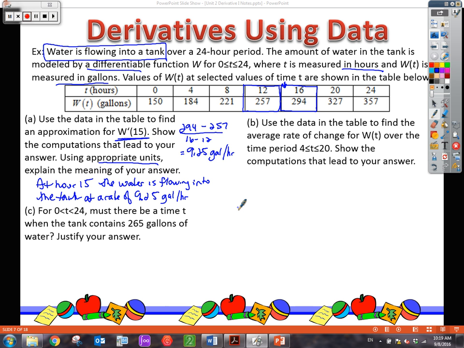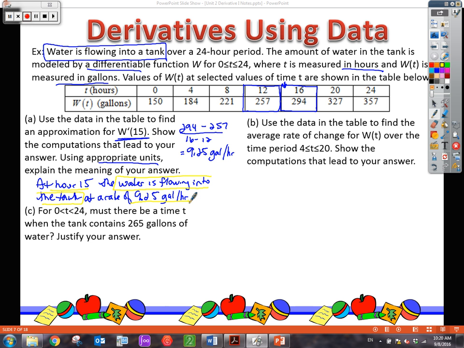Okay, so let's pick apart this explanation. If you don't have all of the parts of the explanation, you're not going to get credit for it on a quiz or test, because you wouldn't get credit for it on the AP test. So let's look at what parts we have. We have to be very specific. When. We have to know when. When are we talking about? We can't just say in general. When. At hour 15. We need to give context. This is a context. Water's flowing into the tank. What's going on? That's what's going on. So we have when, we have what's happening, and we have the rate.